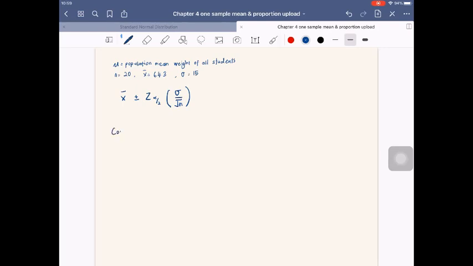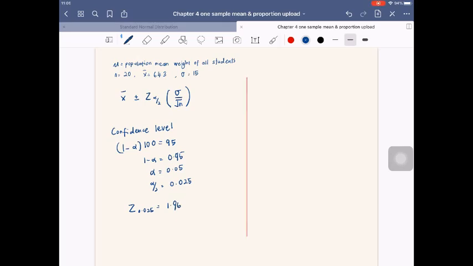So our confidence level will be 1 minus alpha times 100 equal to 95. 1 minus alpha equal to 0.95. Alpha equal to 0.05. Alpha over 2 will be equal to 0.025, and z when alpha equal to 0.025 will be equal to 1.96. Now we can find our confidence interval.